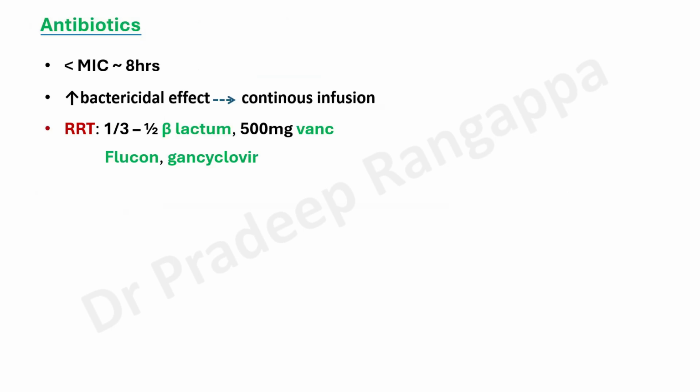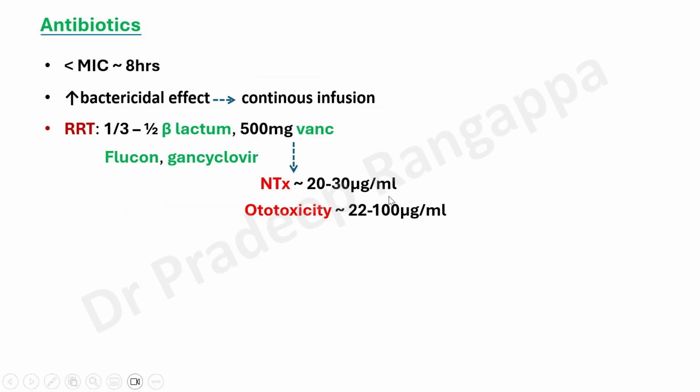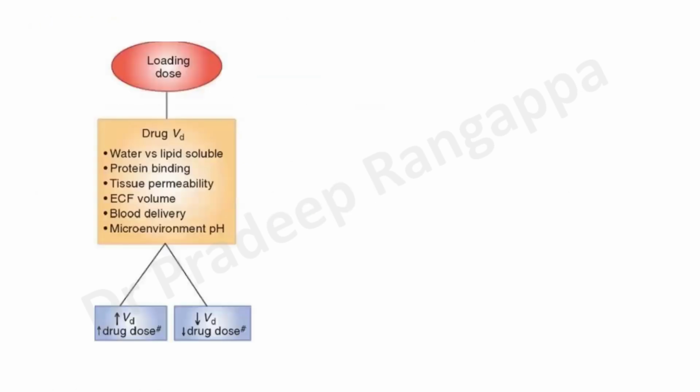Again, the same thing. For increased bactericidal effect, one needs continuous infusion. And when you're using vancomycin, bear in mind the nephrotoxicity that can happen, and one needs to do therapeutic drug monitoring, because if the level exceeds 20 to 30 micrograms per ml, nephrotoxicity tends to set in.